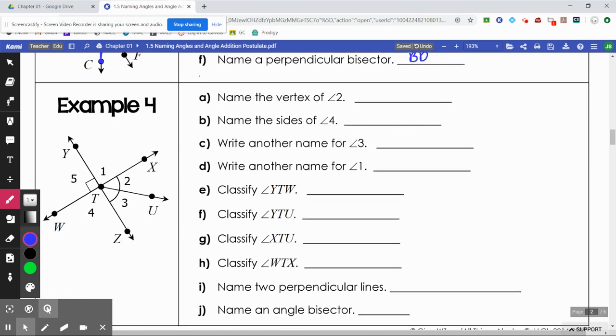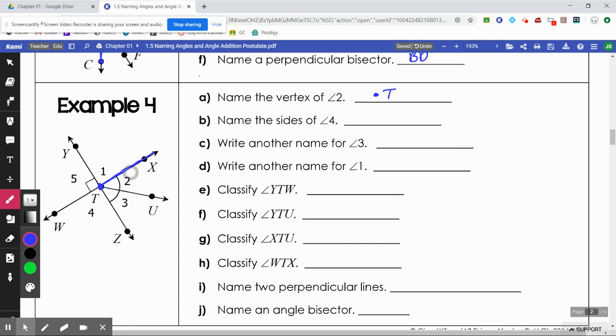Example number 4. Name the vertex of angle 2. Now another way that you can name angles, and they didn't discuss this in the notes, is that you can also name angles with numbers. And sometimes this is actually the best way. Angle 2, if you'll just look for the number 2, and this angle right here, that's where the number 2 is. So that blue angle right there would have to be angle 2. So the vertex of angle 2 would be this point right here, which is point T.